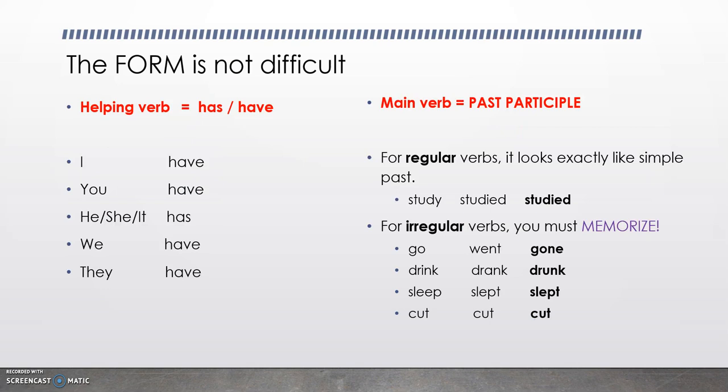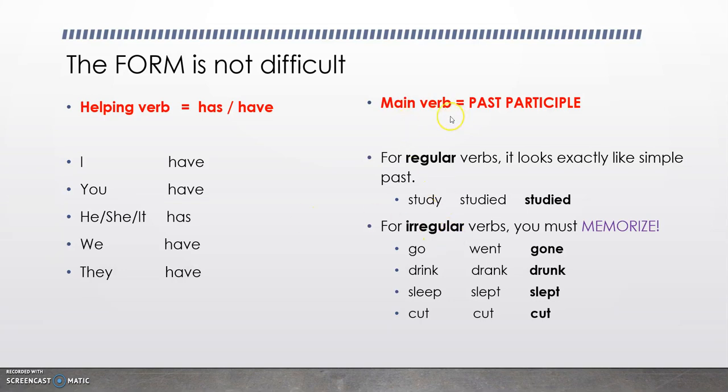Okay, let's start with the form. The form is not difficult for present perfect. That's the easy part. You're always going to use your helping verb has or have. So here on the left you see your subjects. I, you, he, she, it, we, they. So we only use has for he, she, it, right? For third person singular verbs.